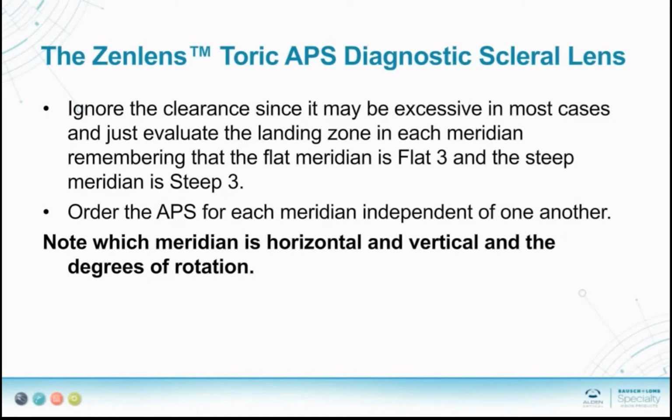The toric APS diagnostic lenses have deep sagittal heights to accommodate a wide variety of corneal depths. Therefore, determine the optimal clearance and over-refract with the standard lens first. If you suspect the sclera may be toric, then apply the toric APS diagnostic lens from the same row. Once you apply the lens, ignore the clearance and just evaluate the landing zone. The flat and steep meridians will align with the toric landing zone, even though the flat 3 and steep 3 may not be the final ordered parameters.